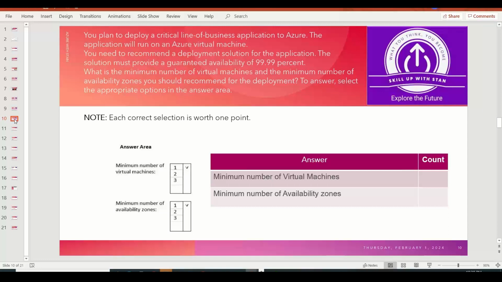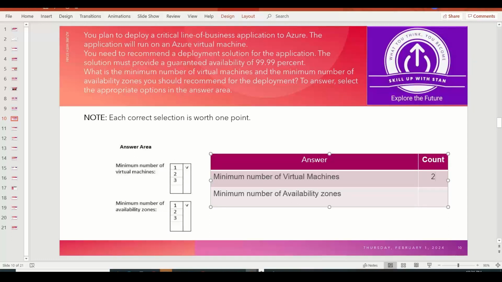The solution must provide a guaranteed availability of 99.99%. What is the minimum number of virtual machines and minimum number of availability zones you should recommend for the deployment? So definitely for 99.99%, you should have a minimum of two virtual machines, and those two virtual machines have to be kept in two different physical data centers, which is two different availability zones.